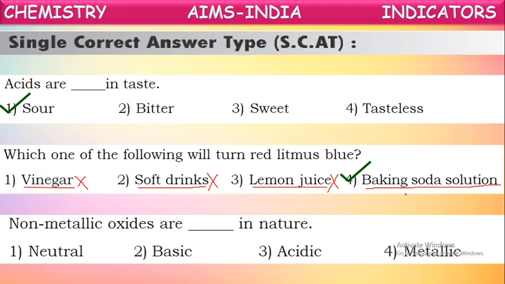Whereas non-metals on reaction with oxygen form non-metallic oxides. These non-metallic oxides on reaction with water, or on dissolving into water, form respective acids. So hence we can say metallic oxides are basic in nature, whereas non-metallic oxides are acidic in nature. So here non-metallic oxides are acidic.